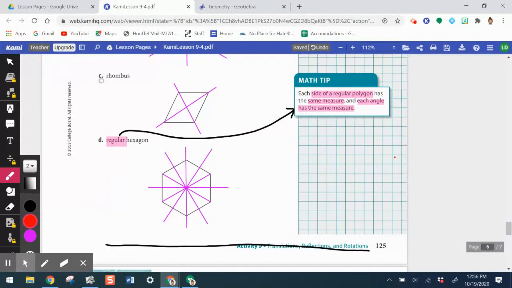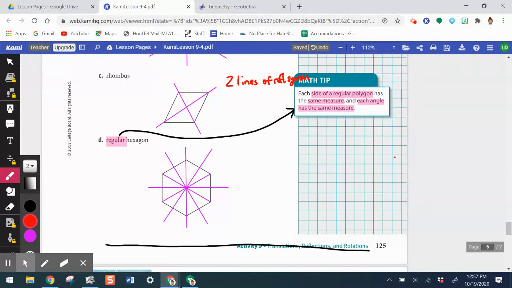Now let's take a look at the rhombus. We saw the rhombus back, I believe, in lesson 7-2. The rhombus is a quadrilateral with all 4 sides congruent. And notice here, because all four sides are congruent, there are actually two lines of symmetry that we could draw. So the rhombus has two lines of reflectional symmetry.